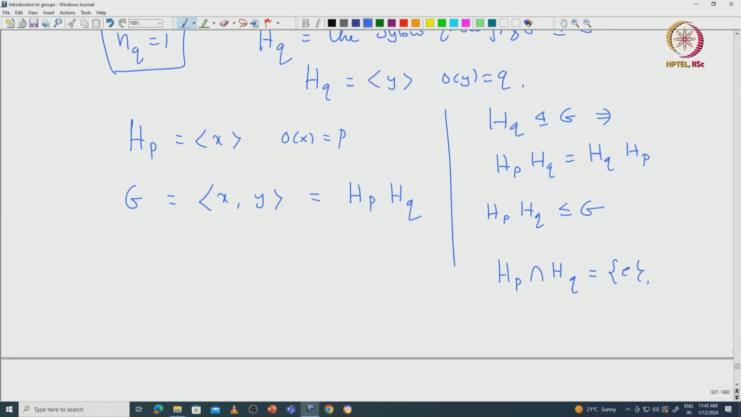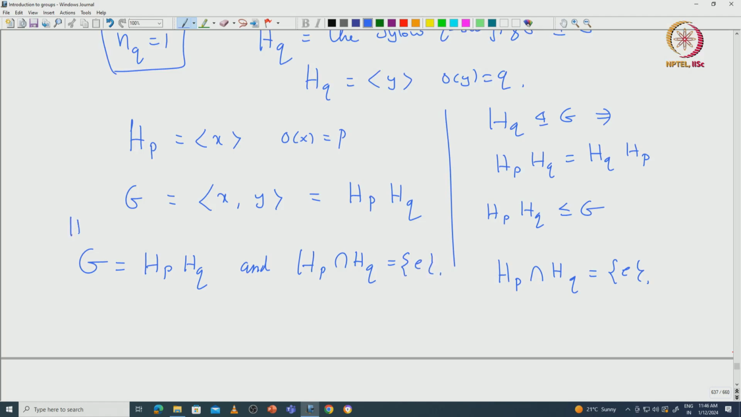Now, if you take the intersection, from the previous argument you can see that this intersection must be trivial, because if we have an element in this intersection, the order of that element should divide both P and Q, and that forces the order to be 1. So the intersection of these two subgroups must be trivial. So we are in the situation that G is the product HP HQ, and the intersection of these two subgroups is trivial.